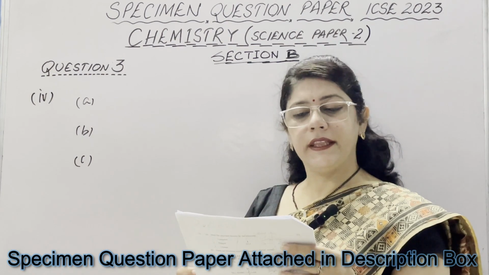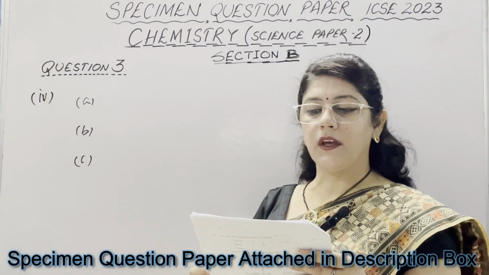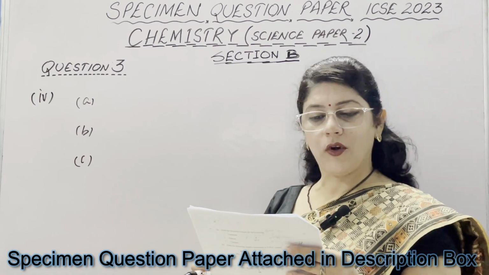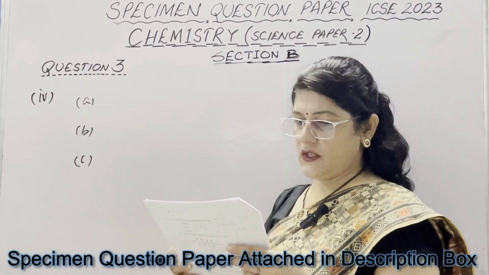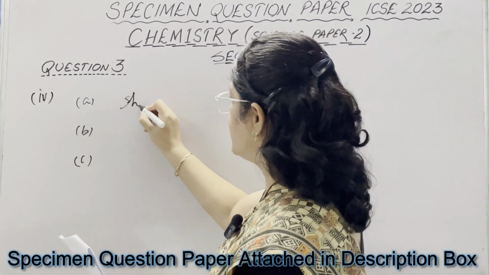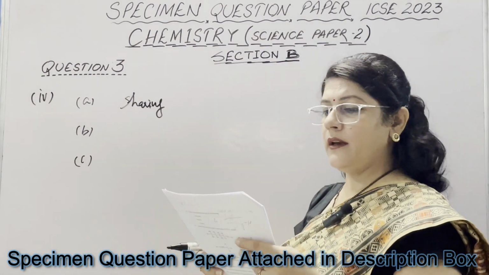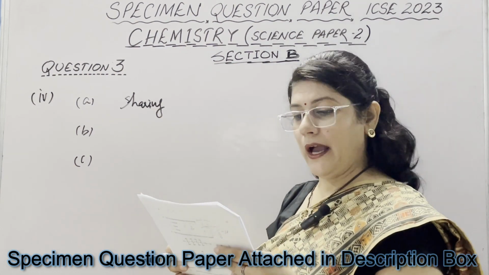In fourth part, fill in the blank selecting the appropriate word from the given choice. In a covalent compound, the bond is formed due to dash of electrons: sharing or transfer. We all know that this is sharing of electrons, because if it is transfer of electrons, then the bond formed is electrovalent or ionic.